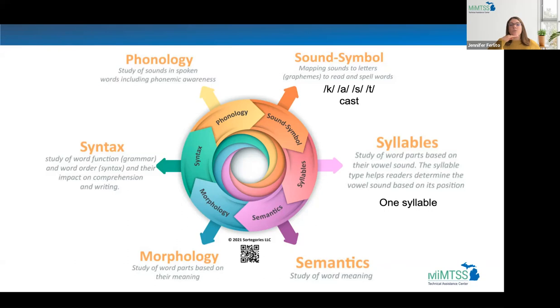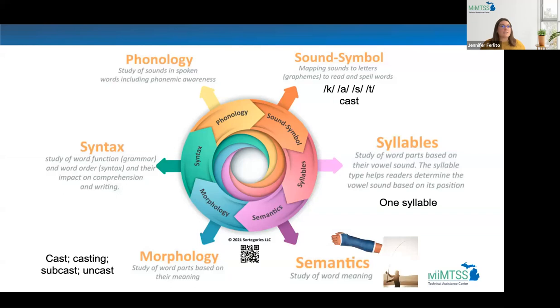You can have students say the word cast and have them feel that tactile. How often is their chin going down? I think it's a little bit easier to hum the word. How many hums is how many syllables? Then when we're thinking about semantics, is that a noun? Is it a verb? Using that to expand their knowledge of word meaning. And then with morphology, casting has that inflectional ending. The prefixes sub and un, that changes the meaning of the word.